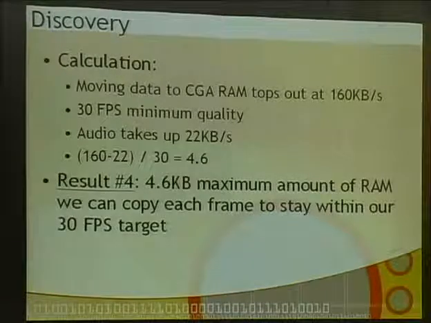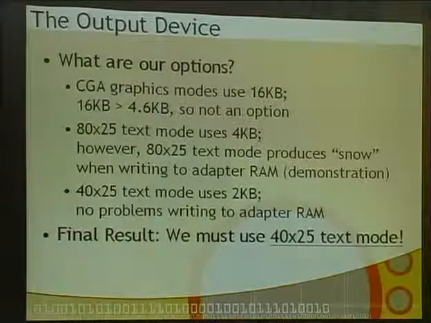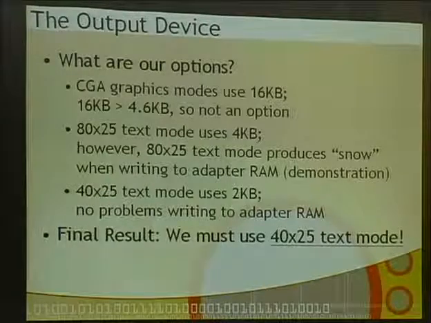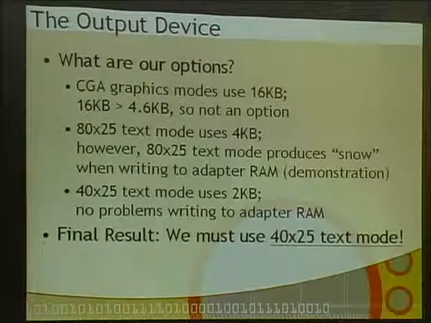Now we take all of our results and figure out what's possible. Moving data to CGA tops out at 160K per second, and 30 frames per second is our minimum acceptable quality. Audio takes 22K, so we subtract the audio from how much data we can move into CGA, and we get 4.6K. So our final result is that 4.6K is the maximum amount of RAM we can copy each frame to stay within our 30 frames per second target. When we research the output device, what are our options? Graphics modes use 16K. That's greater than 4.6, so that's not an option. 80 by 25 text mode uses 4K.